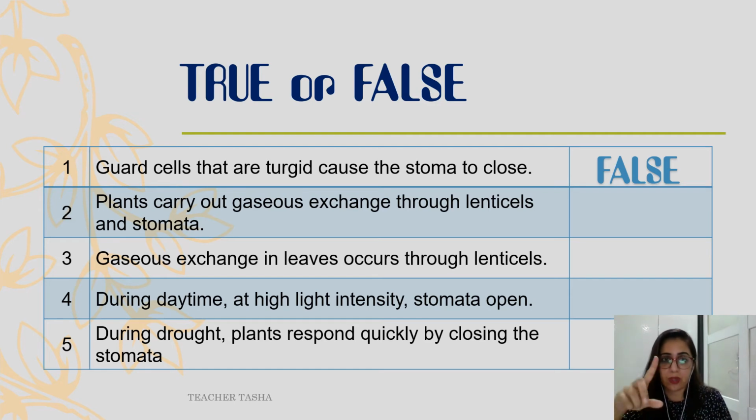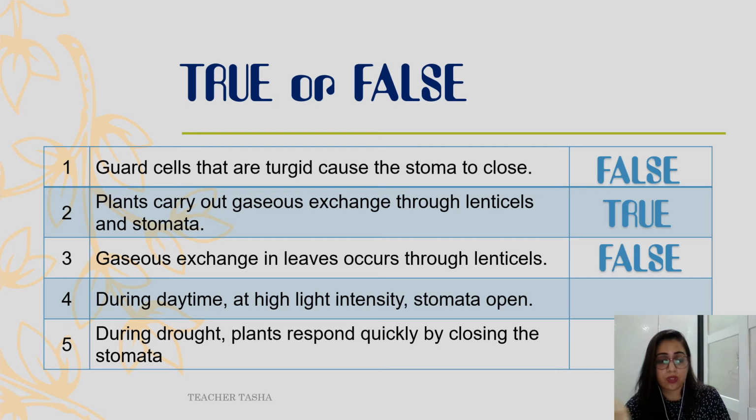Guard cells. Okay, now second one, plants carry out gaseous exchange through lenticels and stoma. Yes, of course. Alright, number 3. Gaseous exchange in leaves occurs through lenticels. In leaf, it occurs through stomata. So lenticels are found in the stems and the roots, so it's false.